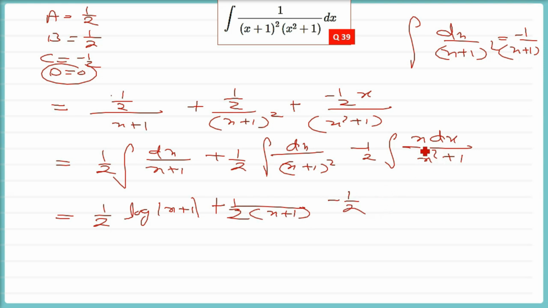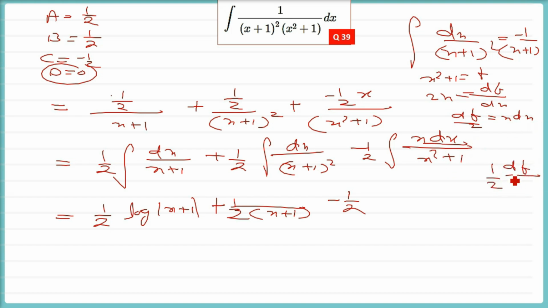Next one is what? It's negative half, x square plus 1. You can write it as t. dt by dx will be equal to 2x. dt by 2 will be x dx. This will be dt by 2. You can take 2 outside. You have to integrate dt by t, because t we have taken as x square plus 1. So log modulus t, half log modulus t. Half is already there, so half into half is 1 by 4. And log, this will be modulus of x square plus 1 plus constant of integration.